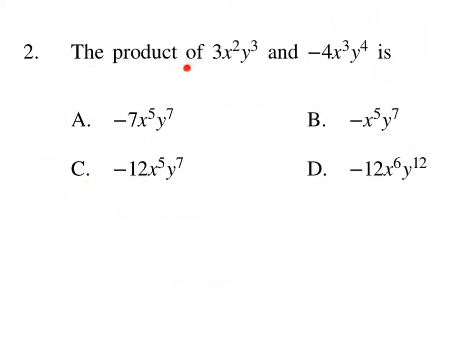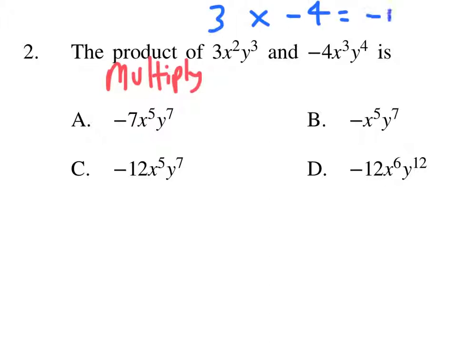Let's take a look at number 2. I can see that it's asking us for the product. And when I see the word product, that tells me that we're going to be multiplying. It wants us to multiply this term by this term. And again, we can see if we can eliminate any right off the bat. The coefficients are 3 and negative 4, and 3 times negative 4 is going to give us negative 12. So we can eliminate A right off the bat because that's negative 7. We can eliminate B because that doesn't have a coefficient. So we know that it's either C or D.